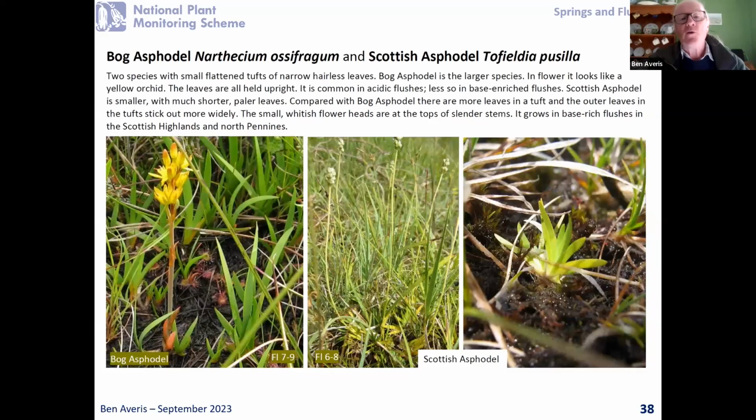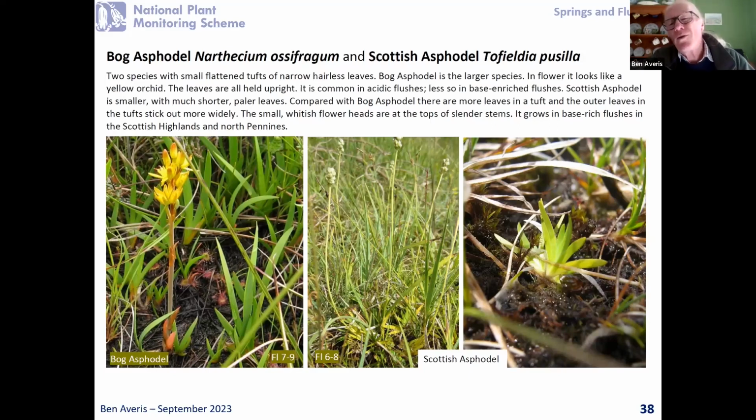Bog asphodel, this is a good one. It's actually pretty common in the acid habitats, the acid subdivision of marsh and fen, and also grows in other habitats as well, like wet heaths and bogs. But I've put it in here partly to compare with this other thing, a little like a miniature version of it, the Scottish asphodel, which is very much a base-rich wetland indicator, found in base-rich flushes in the mountains, mainly in the Highlands in Scotland. And it's a lovely little thing.